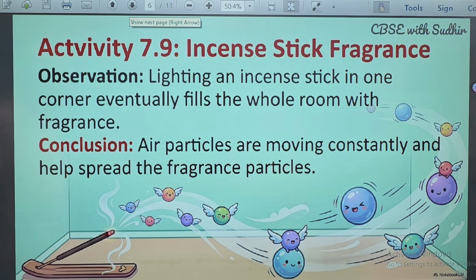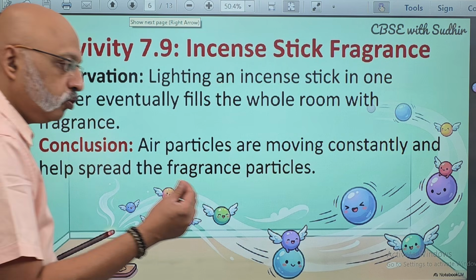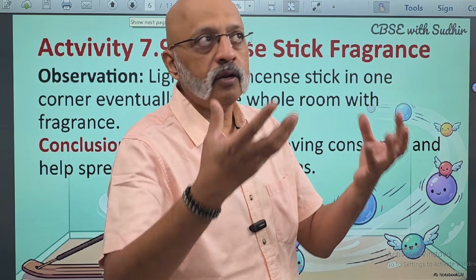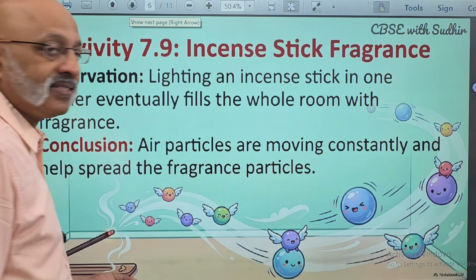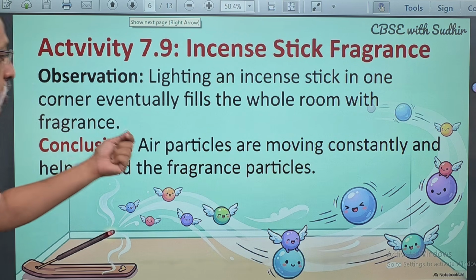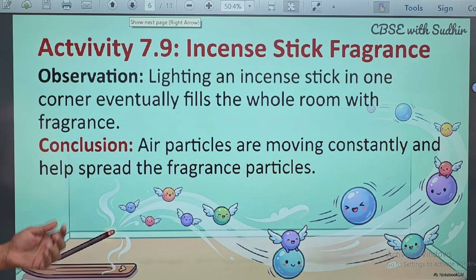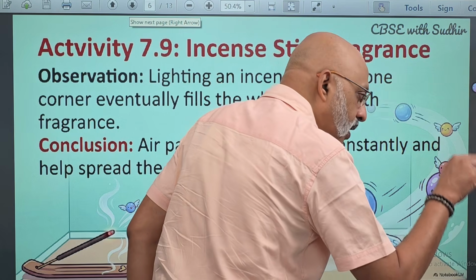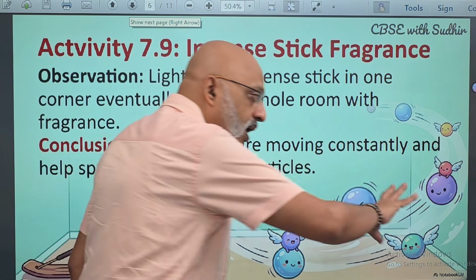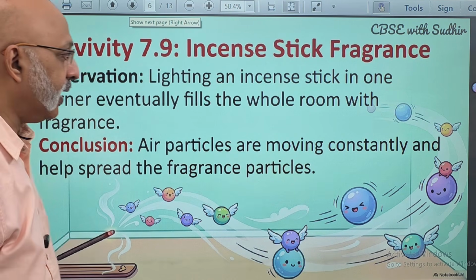The other experiment that you need to do, activity 7.9, is to light an agarbatti, an incense stick, in one corner. When you put it in the puja room, you will find very soon the entire puja room is smelling of the same fragrance of that particular incense stick, right? Eventually it fills the whole room with fragrance. Why is that so? Because air particles are moving constantly in the room and they help spread the fragrance particles. So because the agarbatti is in one corner of the puja room, despite which, because the air particles are constantly moving around, the fragrance is spread across the entire room.